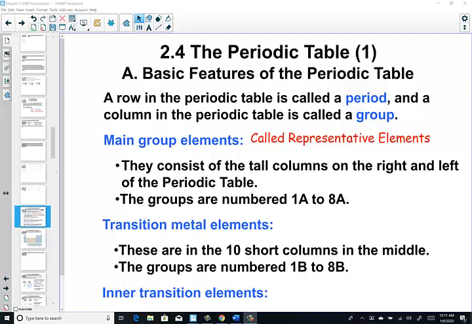Hello once again, everyone. Mrs. Hanson here, continuing our hard work in Chapter 2 of our lessons. We're up to page 10 of our notes, looking at Section 4 today, looking at the periodic table.